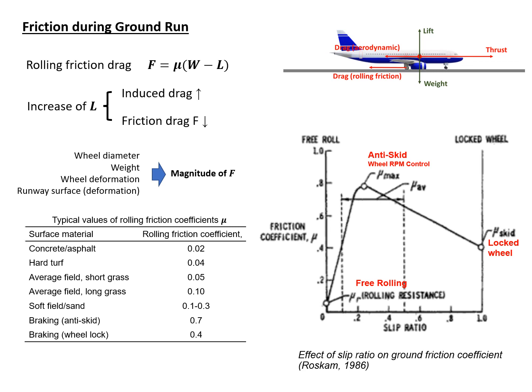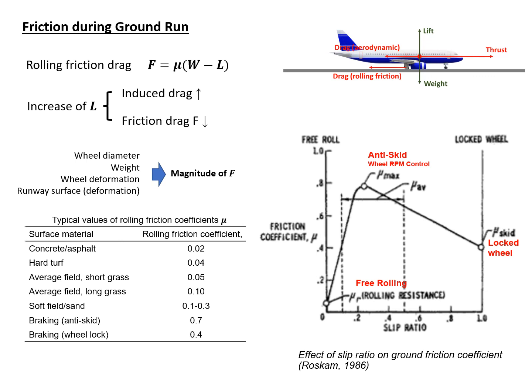And the graph here on the right-hand side shows how the friction coefficient mu changes with slip ratio during the brake. What is slip ratio? If the slip ratio is 0, it means the wheel can run freely. So usually in that case, if it's on a concrete runway, the mu is 0.02 as shown in the table on the left-hand side. And if we fully lock the wheel, the mu becomes 0.4.